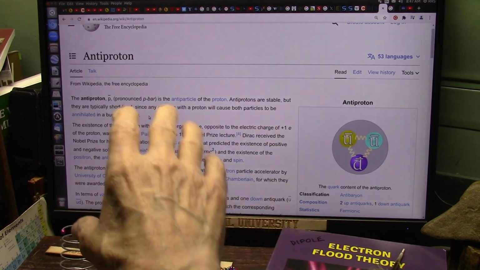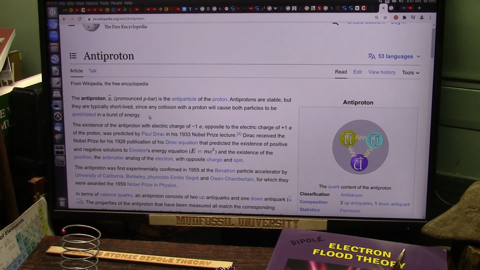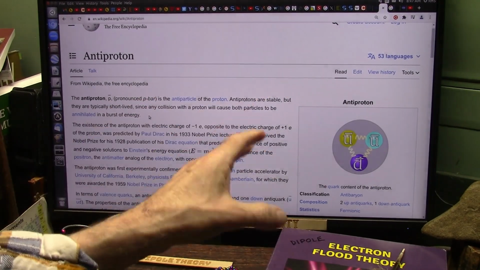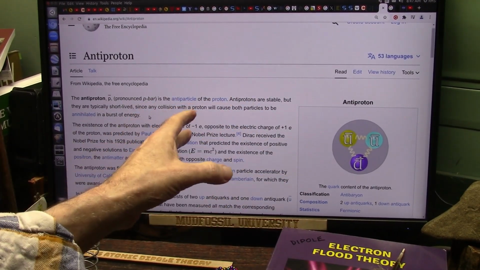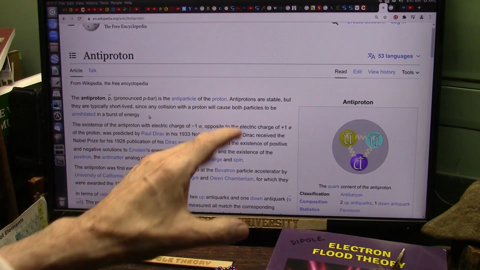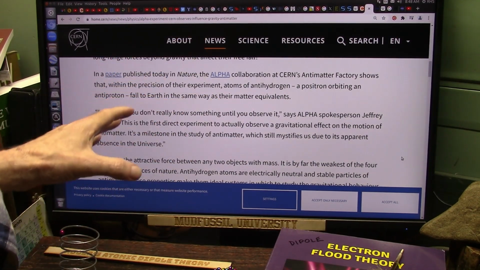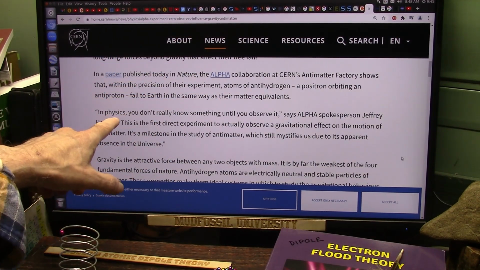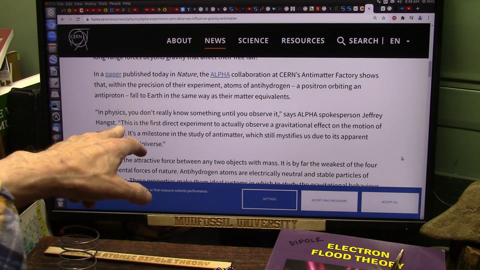Now they're talking about them as being dark photons and all this since I've been showing this stuff. Because I can show this stuff. Nobody else can show it. And the first thing they say is you can't believe any of this stuff until you actually see it. And that's what we're doing. I'm showing. So, believe it or not, I'm showing it. Don't forget, this is CERN declaring they've seen anti-gravity. In physics, you don't really know something until you observe it directly, and that's Jeffrey Hangst.